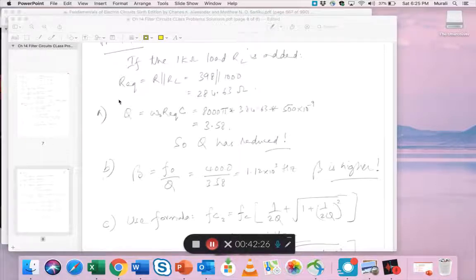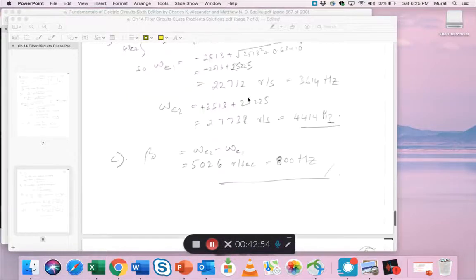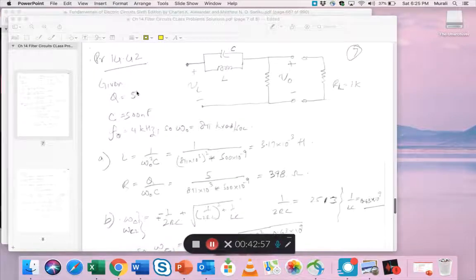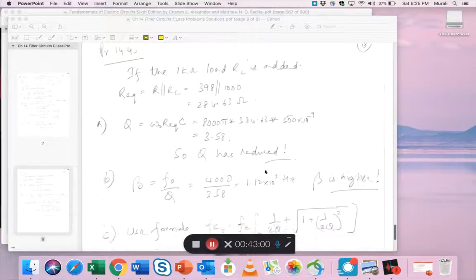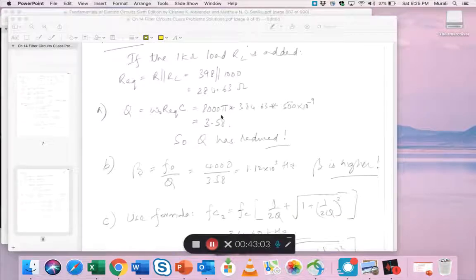So here it is. First I do the parallel of the two, and that comes out to 284. Then I use the formula, actually I write the Q as omega 0 RC. That is a formula that's somewhere in the textbook, and that comes out to be 3.58. So Q went from being a higher value. I think we were given Q of 5, and now we find that Q has dropped to 3.58. So the quality in some sense has reduced.